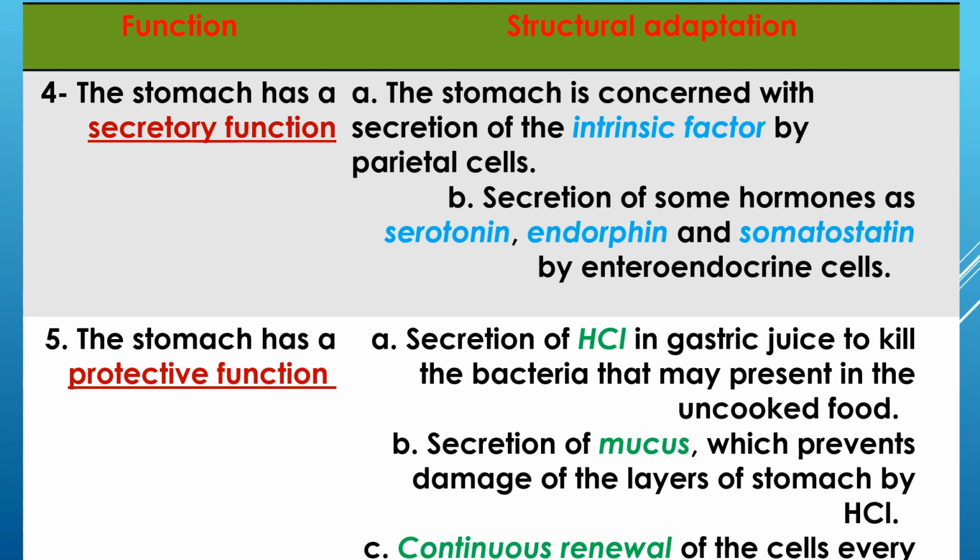And for protection of the stomach from HCl and digestive enzymes in gastric juice, we have a protective function. How? Secretion of HCl will kill bacteria which may be present in uncooked food. Also, as it secretes HCl, we have mucus which prevents damage to the layers of the stomach. And we have stem cells in the neck of the glands in order to make continuous renewal of the cells every 2 to 6 days, making continuous renewal of the gland completely. And now we have reached the end of the session.